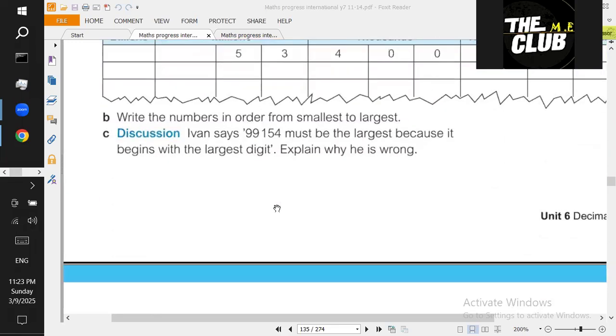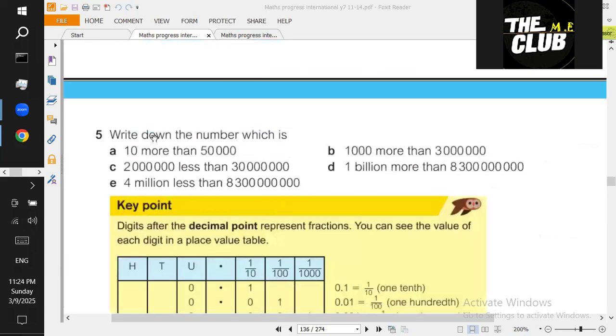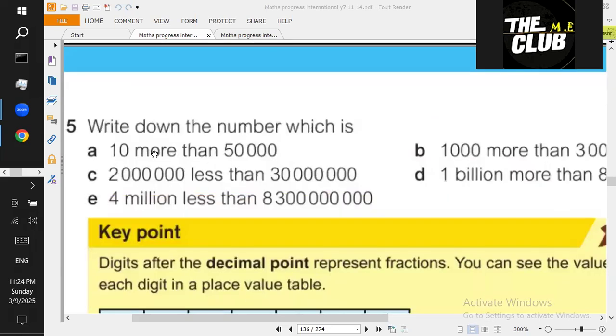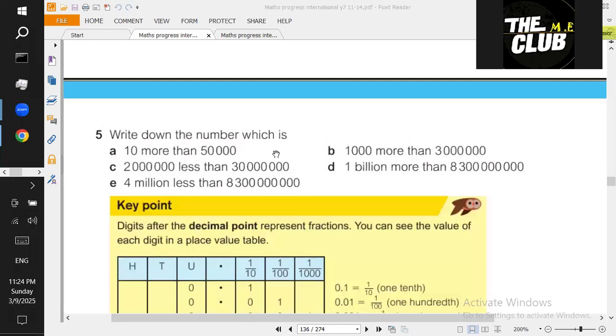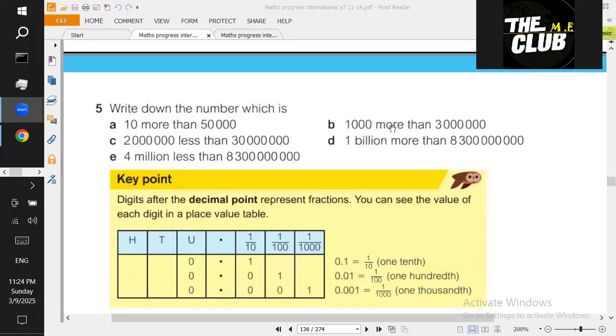Questions like these, write down the number which is 10 more than 50,000. These are easy. It means you add 50,000 and 10. So it's going to be 50,010. 2 million less than 30 million. So 30 million minus 2 million. Same idea here. 1,000 more than 3 million. It means you add 3 million and 1,000. It's going to be 3 million and 1,000.